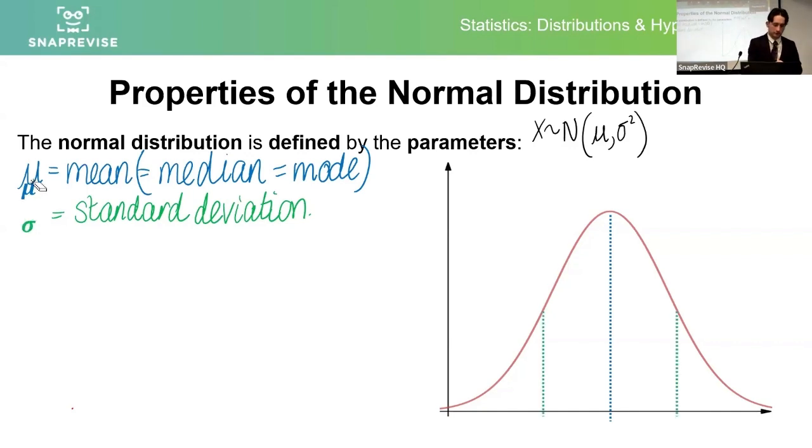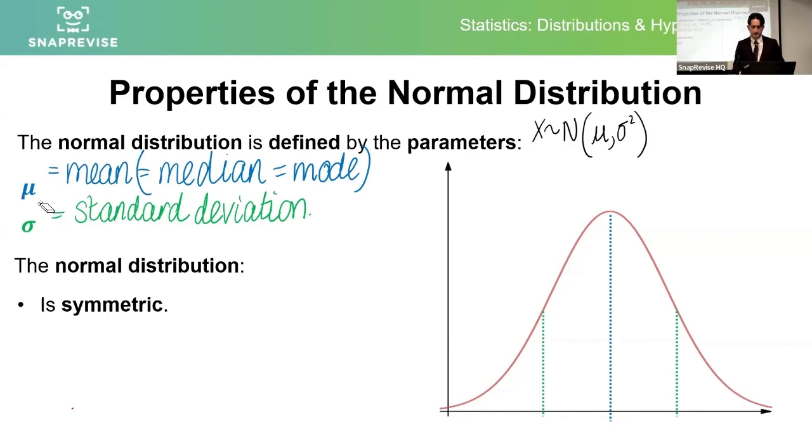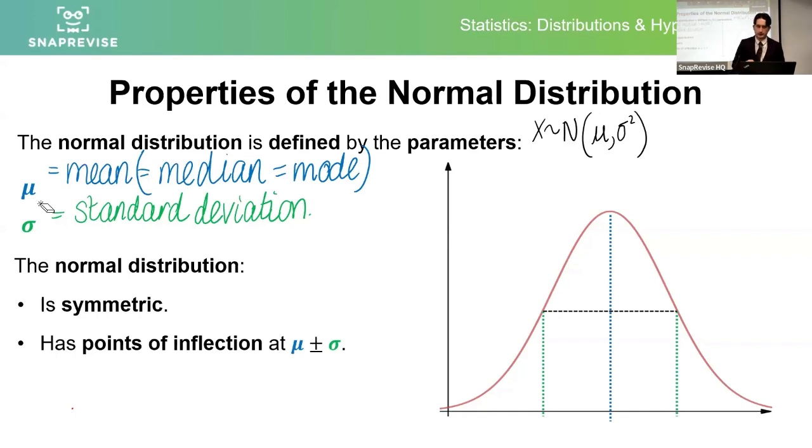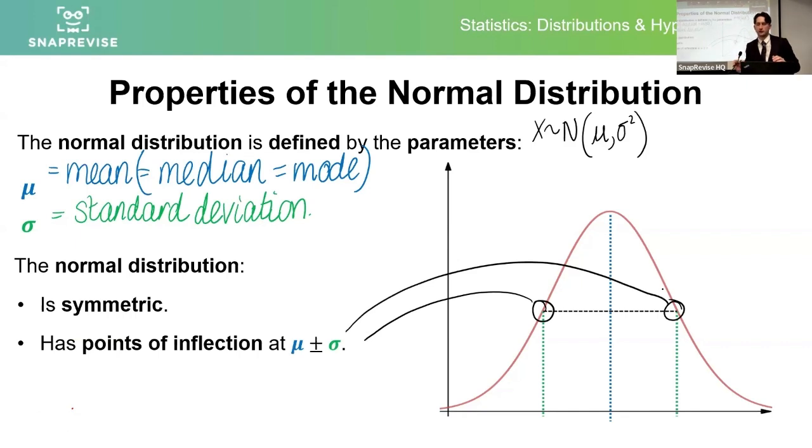It's symmetric, perfectly symmetric. It has points of inflection at mu plus or minus 1 standard deviation. This is our link to pure maths. We mentioned points of inflection before. Points of inflection are where a function changes from concave to convex, so it actually changes shape. And they perfectly exist 1 standard deviation away from the mean.